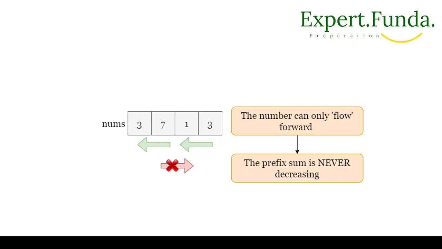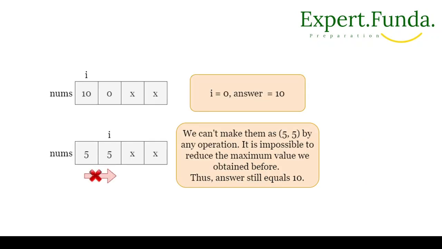Now understand, we can reach index I and we have a prefix sum equal to 10. But it doesn't mean we can reduce the maximum value by 10 divided by 2, which is 5. Suppose we have 10 here, and we do 10 by 2 equal to 5. This value can't be moved from nums[0] to nums[1]. That is not possible. So the answer equal to 10 is what we obtain when we are iterating at that index.